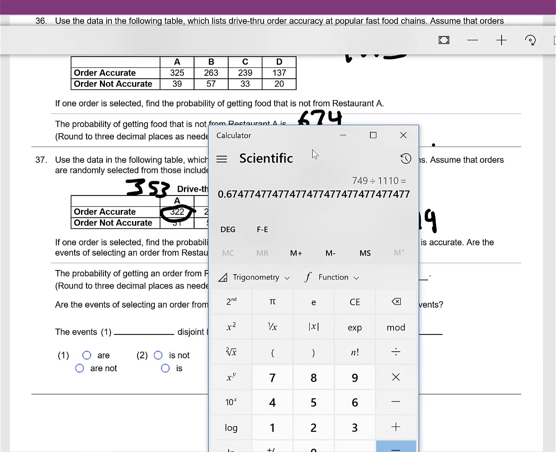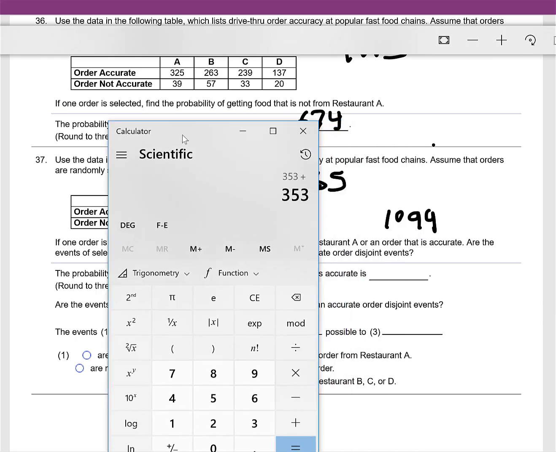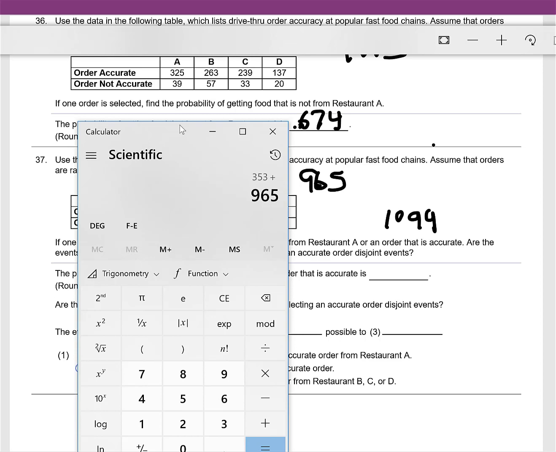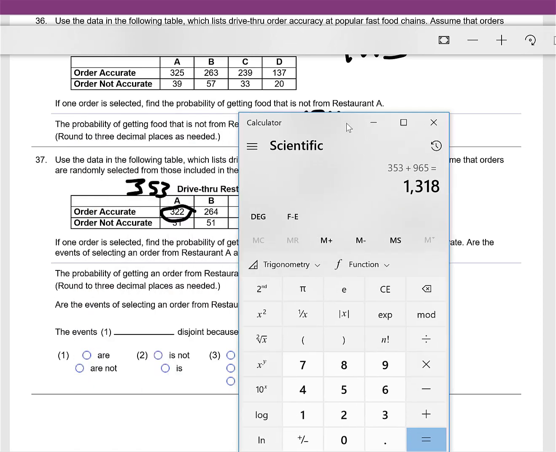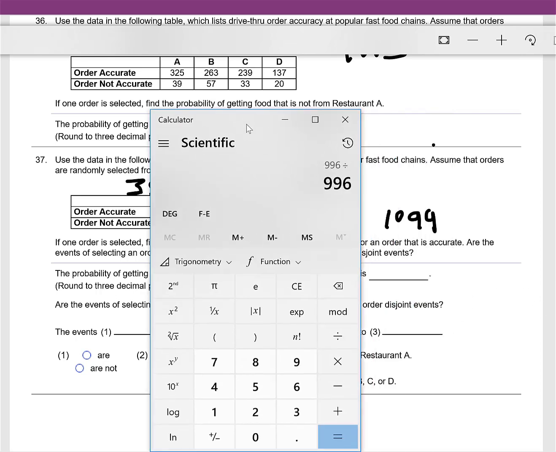So I've got 353 plus, that was restaurant A, plus I need the total accurate, which is 965. So I've got 1,318, but then I have to take away the 322 because that's been counted in each of those totals, minus 322, 996, and then I'm going to divide by the total in the whole table, which is 1099, and I get 0.906.